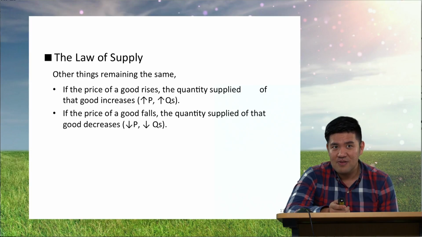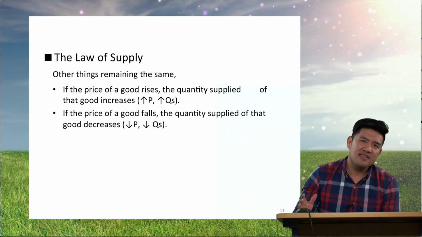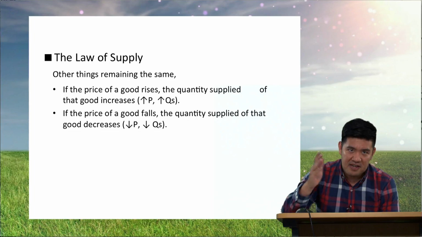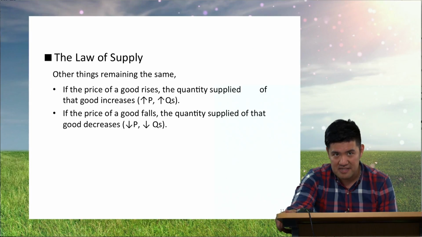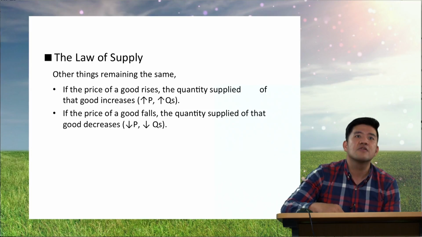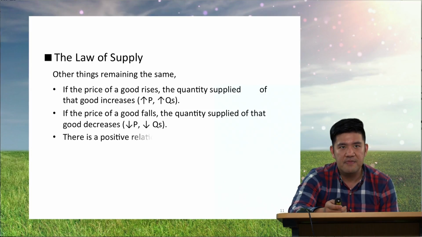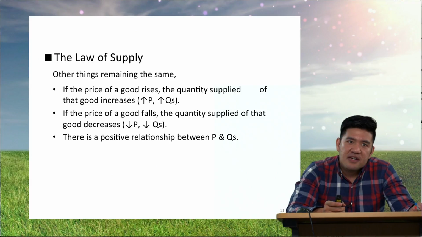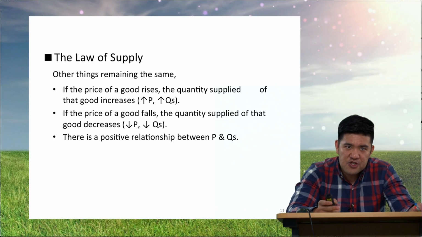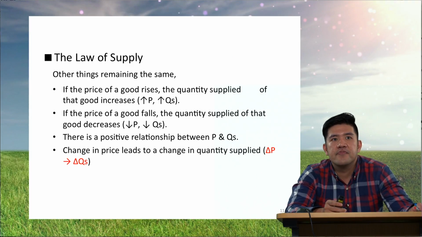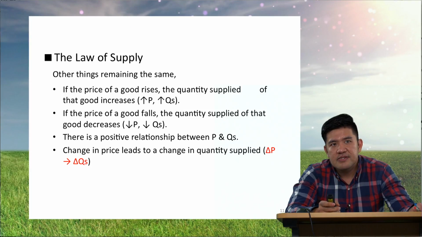Price goes down. If the price of the product that I'm selling has gone down, guys, I will cut my supply in the market. I will decrease the quantity supplied in the market. Price goes down, quantity supplied goes down. This relationship is referred to as a direct relationship or a positive relationship. Changing the price is going to change the quantity supplied.